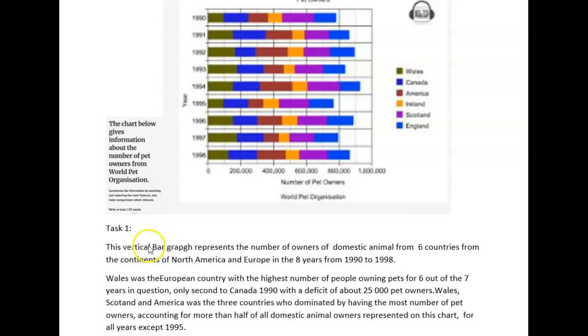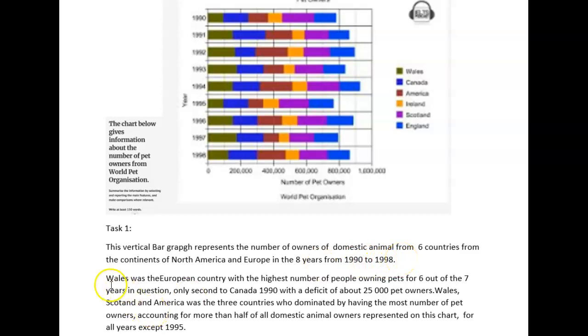This vertical bar graph. Now, it's not vertical, it's horizontal. Horizontal this way, vertical that way. So watch out for that. A graph representing the number of owners of domestic animals from 6 countries from the continents of North America and Europe in the 8 years. Yeah, good. That's a very nice intro.